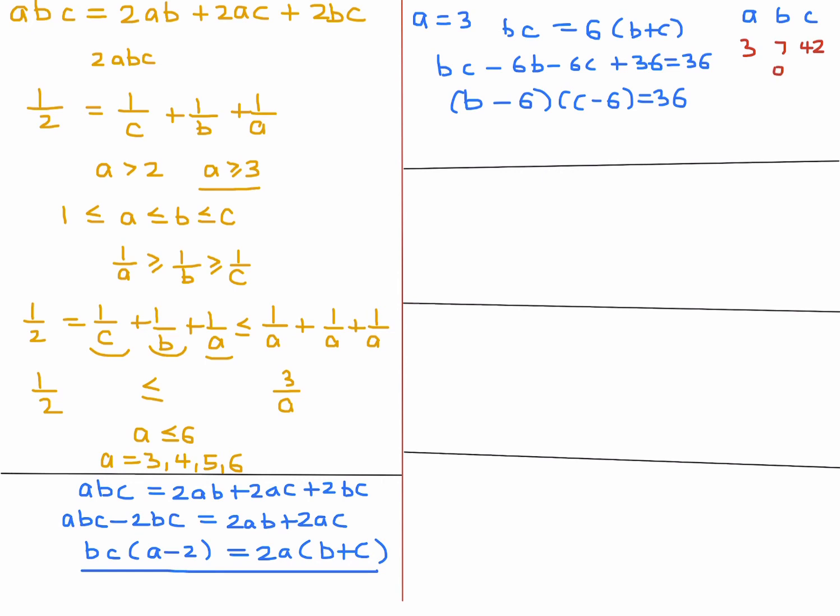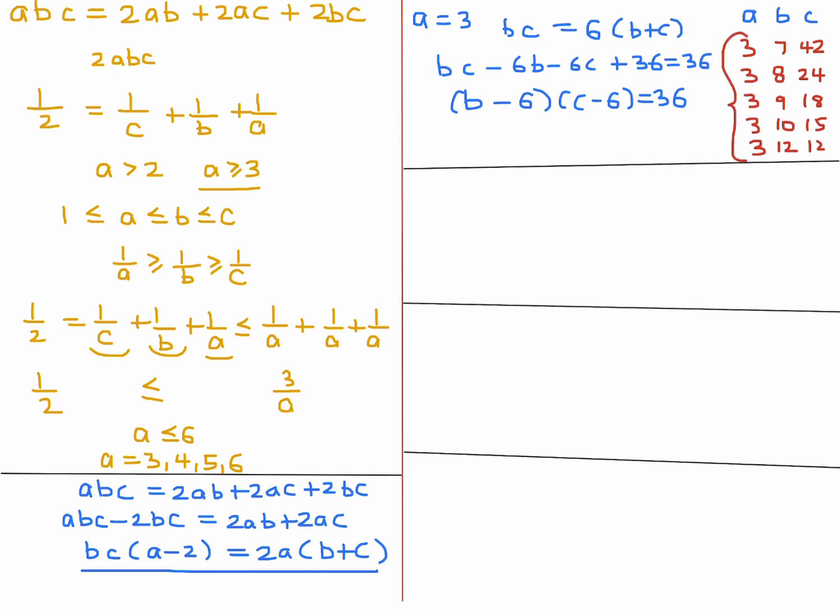We got 8 and 24, 9 and 18, 10 and 15, and 12 and 12. And of course, the A's are always going to be 3 here. So I got 5 ordered triples here.